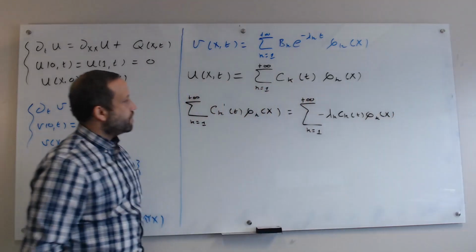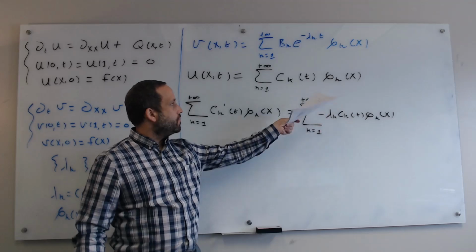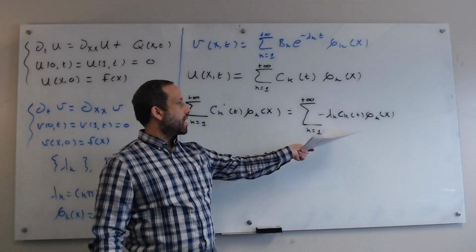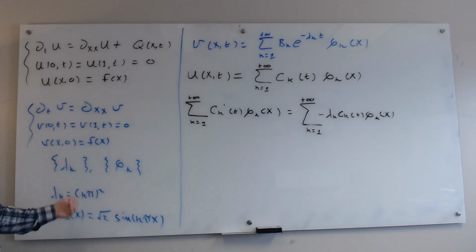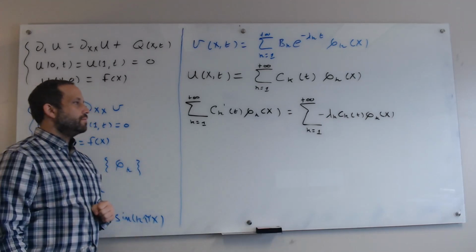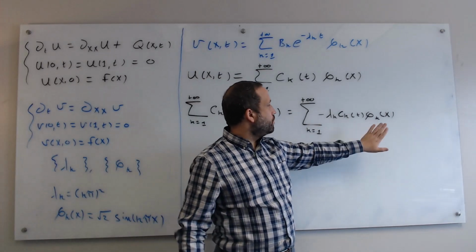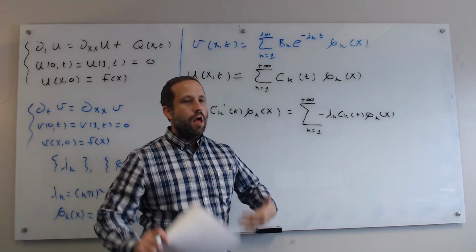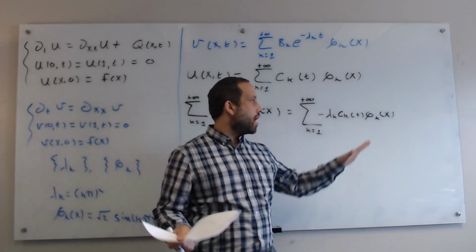So I'm just using the fact that phi_k double prime is equal to minus lambda_k phi_k. That's what it means for phi_k to be an eigenfunction relative to the eigenvalue lambda_k. And again, for this particular problem, we know what the explicit formulas are for phi_k and lambda_k, but for the sake of generality and wanting you to have a generic version of this in your mind, I'm just going to write it like this.